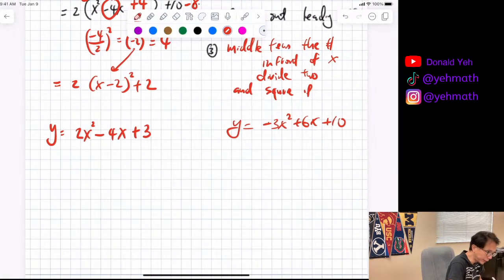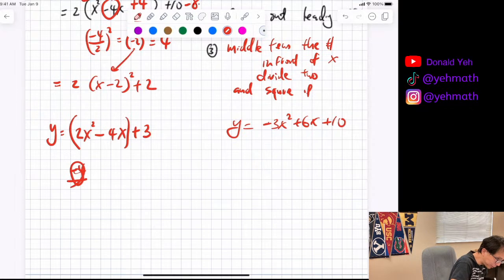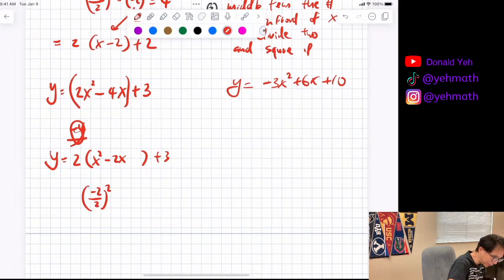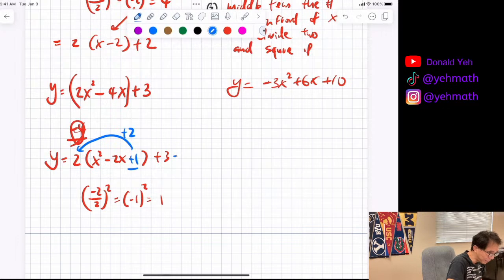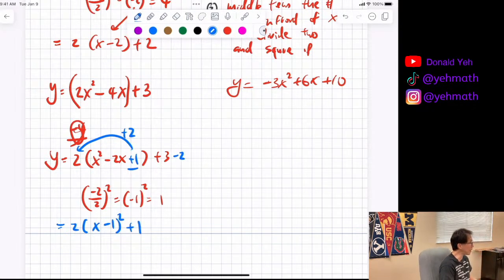All right, so here, that's going to be -4. Oh, sorry, that's going to be parentheses first two terms. So that's going to be 2 times x squared minus 2x plus 3. You take the middle term divided by 2 squared. That's equal to -1 squared, which is equal to 1. So I'm adding 1 here, right? If I'm adding 1, I have a net gain of 2. I must subtract 2 in the back. So that'd be 2 times x minus 1 squared plus 1. And that's your vertex. It's going to move right 1, up 1, and your 2 is going to be a stretch factor.